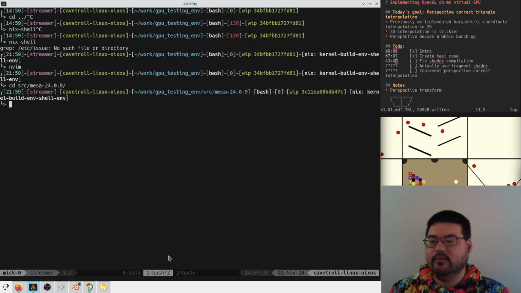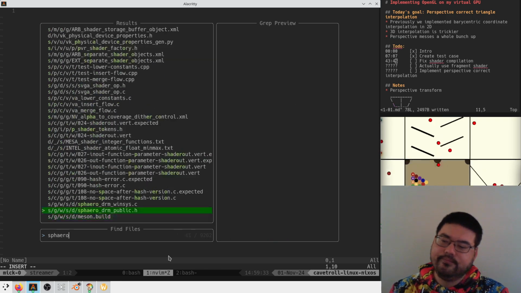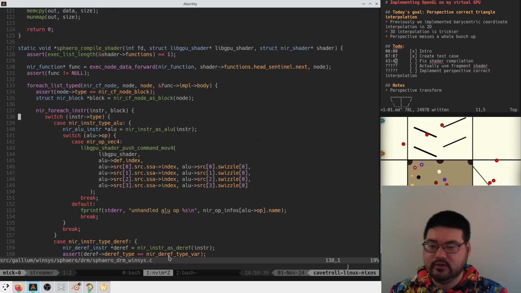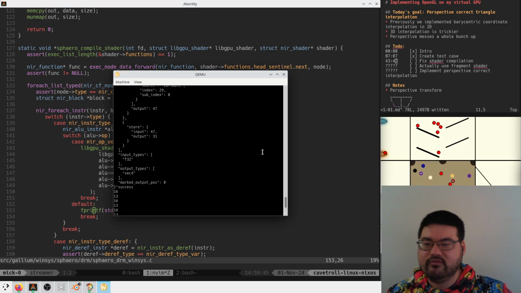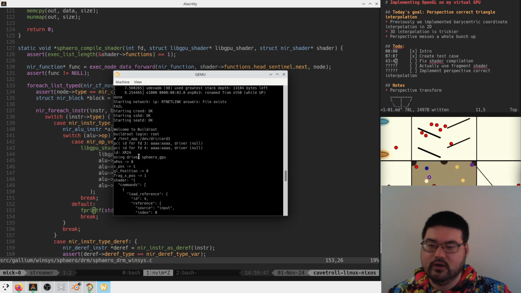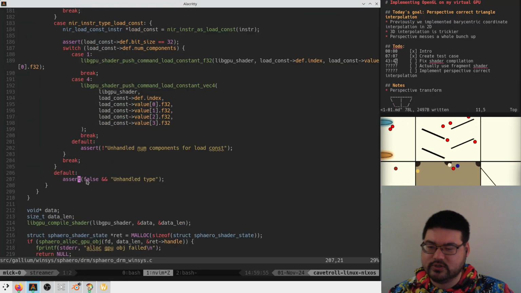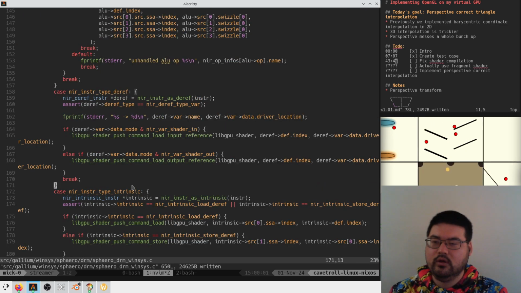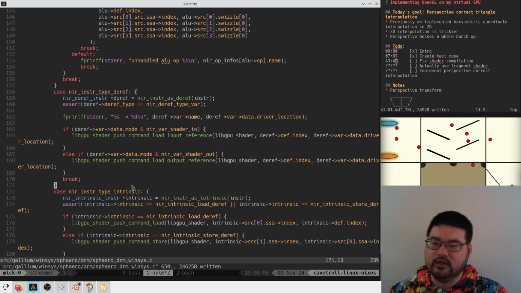So go to source, Mesa. Okay. Somewhere in here, he has mathematical operations. I would assume it's here. Do we have an unhandled ALU op somewhere? No. Is there an assertion? We have an assertion here. We have an assert unhandled type. Instruction deref, intrinsic, load const. I guess it could be an intrinsic.